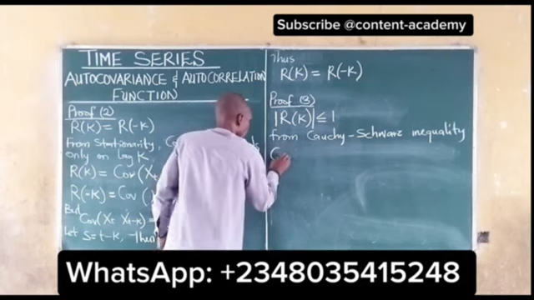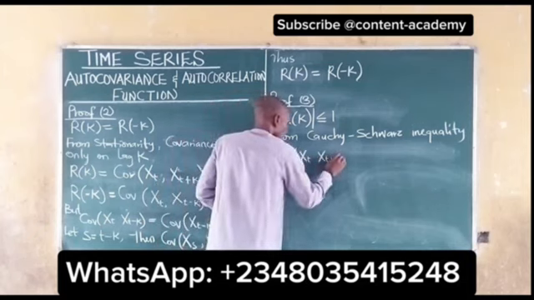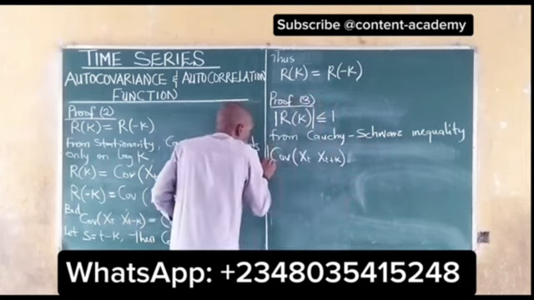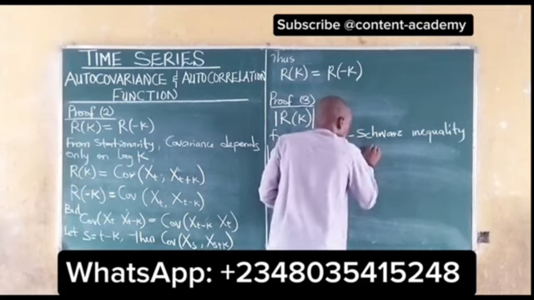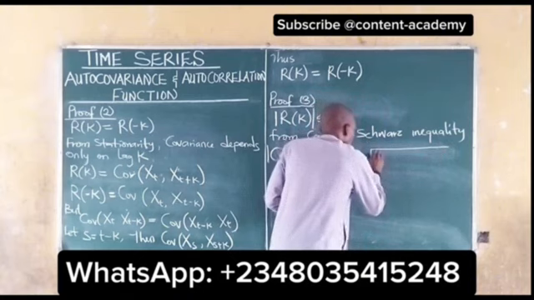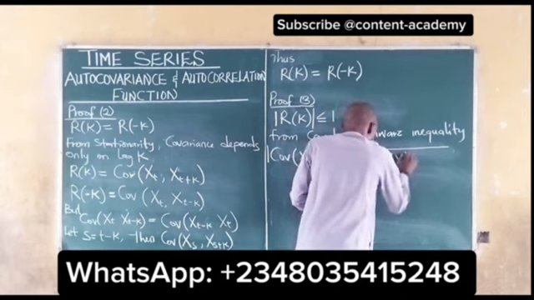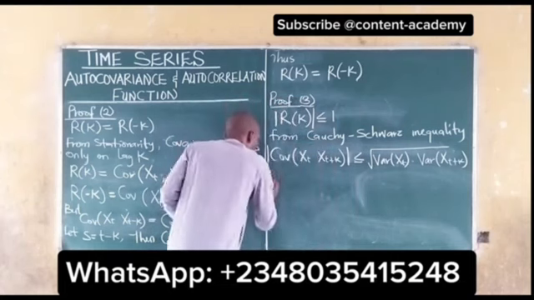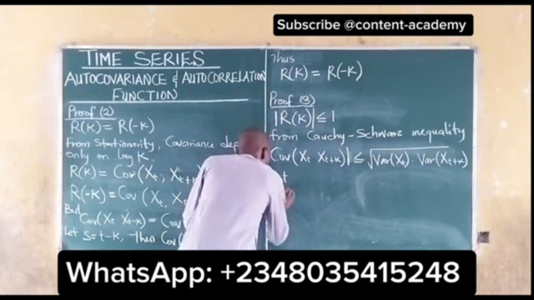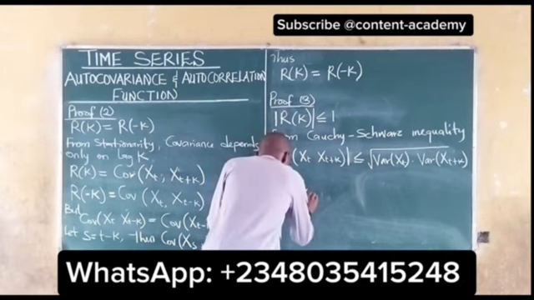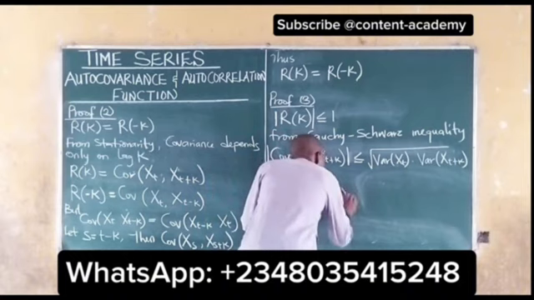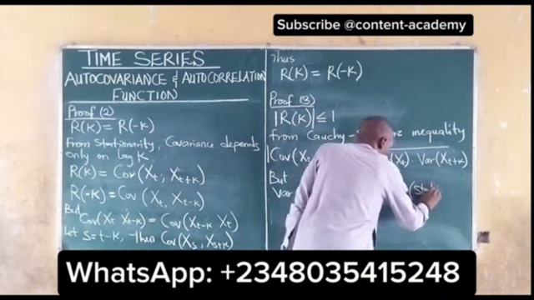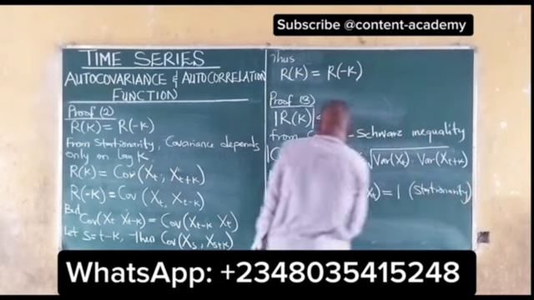For the Cauchy-Schwarz inequality, the covariance of x_t and x_{t+k} is, since it's bounded, less than or equal to the variance of x_t multiplied by the variance of x_{t+k}. But the variance of x_{t+k} is equal to the variance of x_t and is equal to 1 for stationarity.